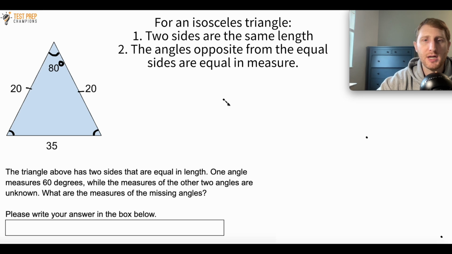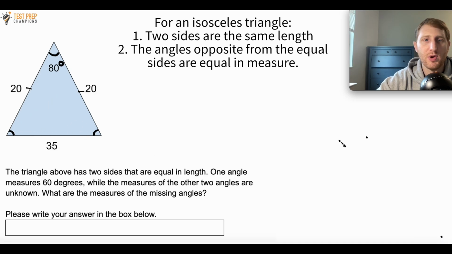Now, what we also need to know about an isosceles triangle is that the angles opposite from the equal sides are equal in measure. Now, you might be wondering, what in the world does that mean? Basically, these two angles right here are equal. So see how the two sides that are equal in length, right? We would see that the angles opposite these sides are equal. So again, in other words, just know that these two angles are equal.